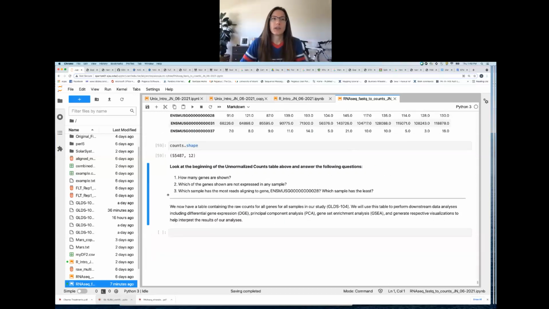We now have a table containing the raw counts for all genes for all samples in our study. We're going to use this table to perform our downstream analyses, including differential gene expression and principal component analysis, also gene set enrichment, and generate respective visualizations. You guys are going to be doing all of that with Lauren.